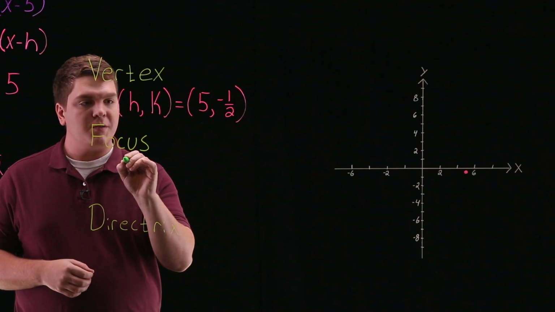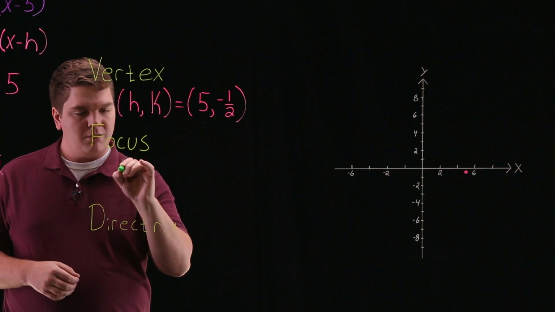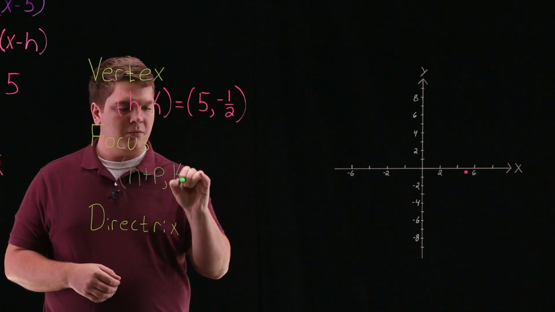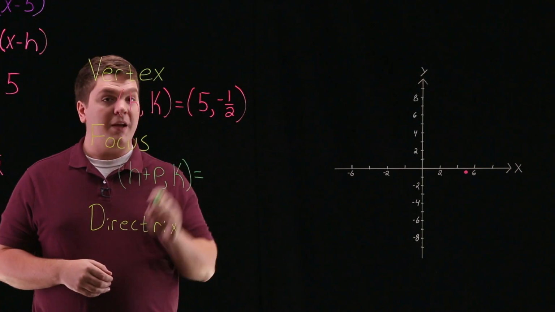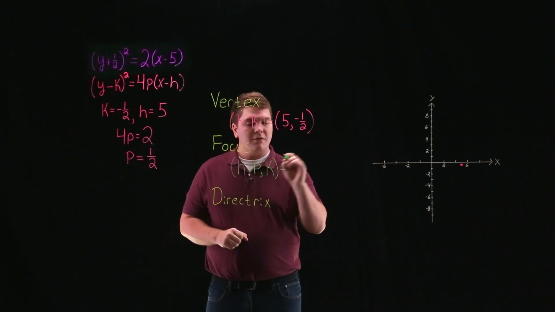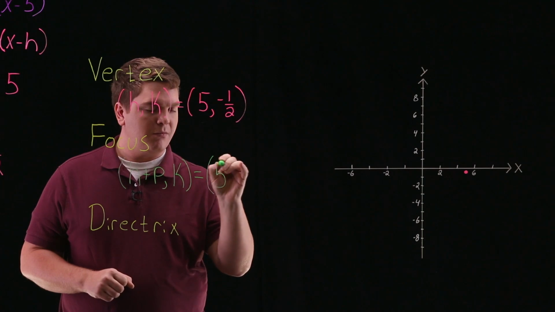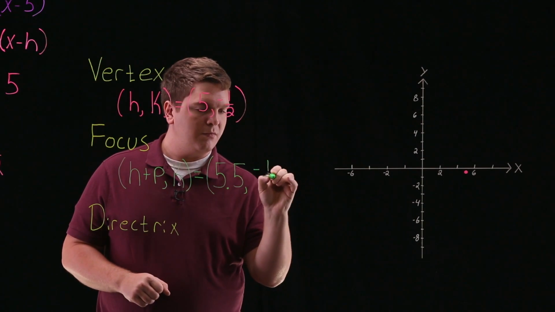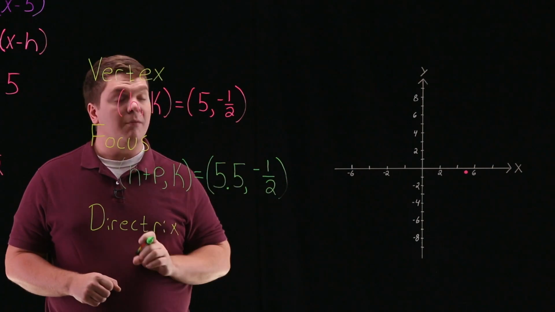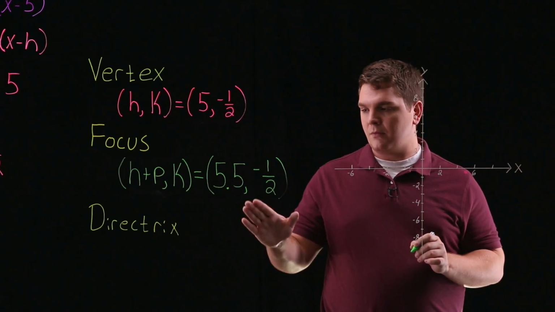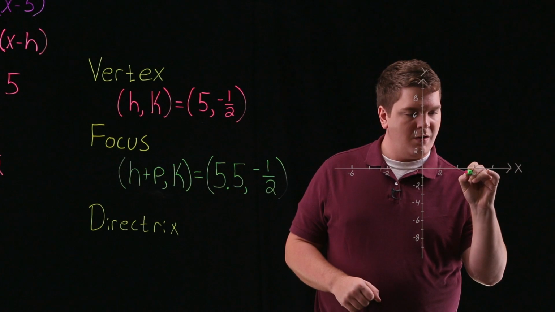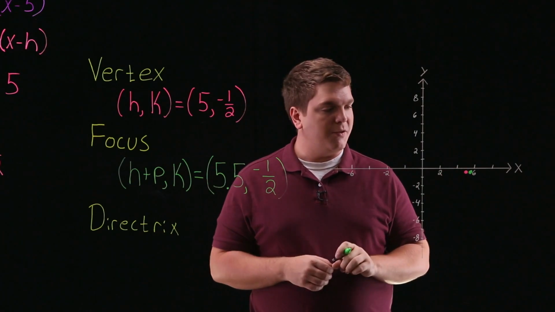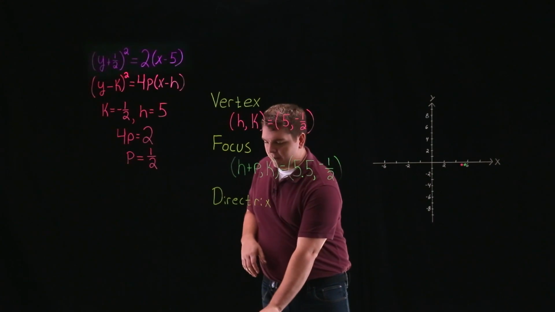When we're looking for the focus, our focus point is going to be given by (h plus p, k). We know h is 5, and we know p is 1/2, so h plus p is 5.5. Our k value remains negative 1/2. So I'm going to plot the focus. It's going to be at (5.5, negative 1/2). That'll be very close to our vertex, but the vertex, remember, is the pink point, and the focus is the green point.